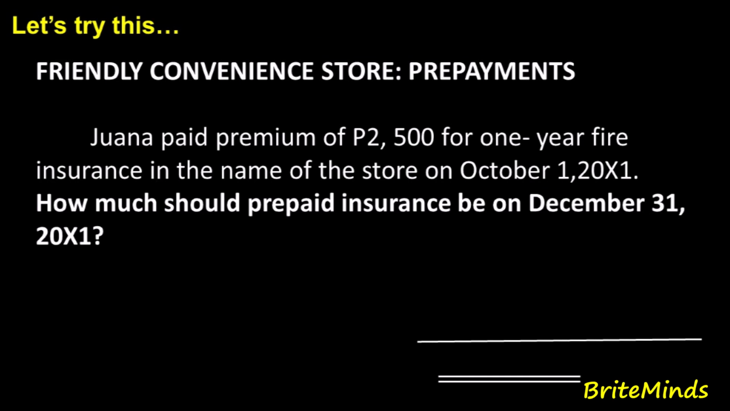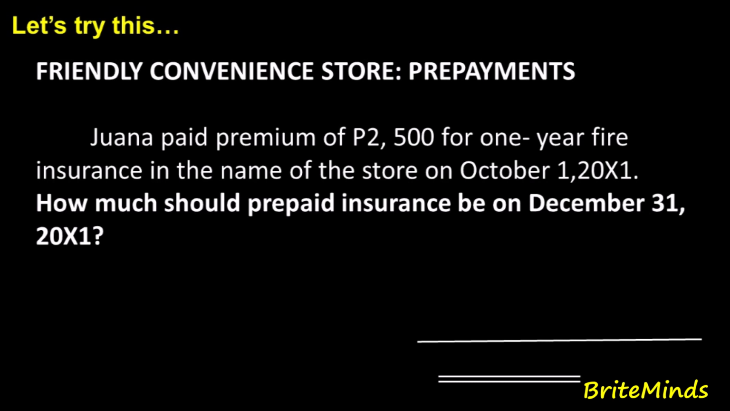We have an example, Friendly Convenience Store prepayments. Juana paid a premium of 2,500 for 1 year fire insurance in the name of the store on October 1st, 20X1. How much should prepaid insurance be on December 31st, 20X1? So Juana paid insurance for 1 year in the amount of 2,500 on October 1st, 20X1.